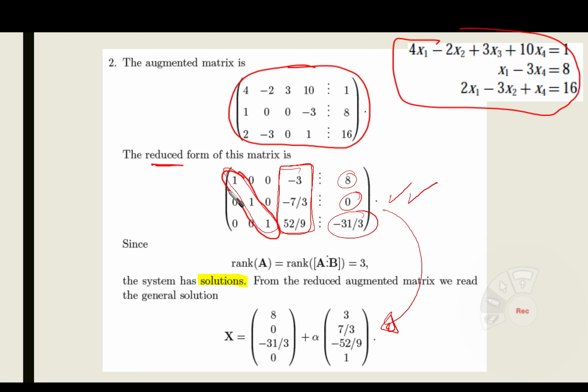Okay, so we are going after reduction. We are going to say, yes, this is what we have found. Rank A equal to rank of the augmented matrix equal 3. So the system has solution. From the reduced augmented matrix, we read the general solution directly.